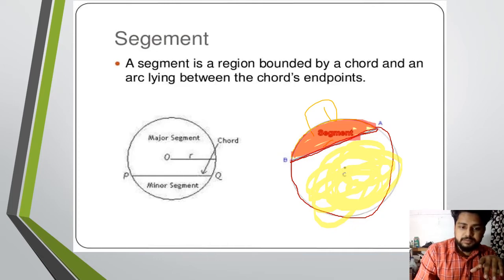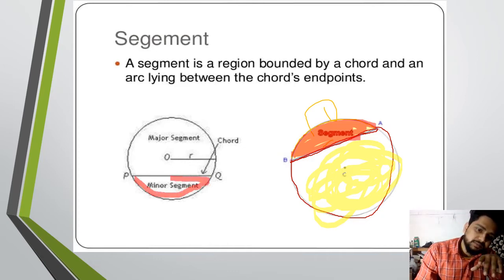In this graph, do you know where the minor and the major segment are? Do you know? No? This one is the minor segment. Here is minor. Okay, this one is the major segment, your major segment. Let's change its color. It's a major segment.